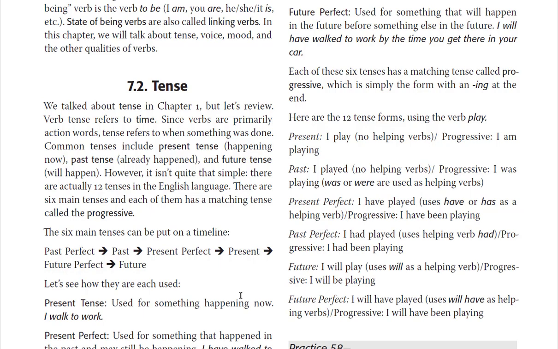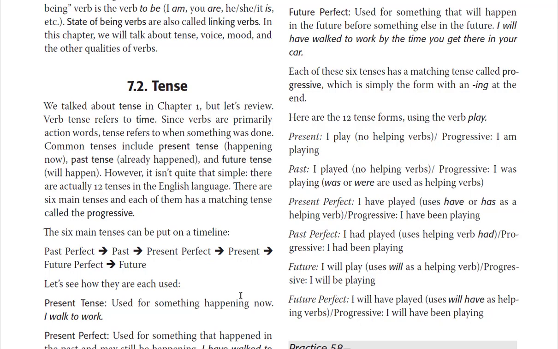Since verbs are primarily action words, tense refers to when something was done. Common tenses include present tense, happening now; past tense, already happened; future tense, will happen. However, it isn't quite that simple. There are actually 12 tenses in the English language. There are 6 main tenses, and each of them has a matching tense called the progressive.